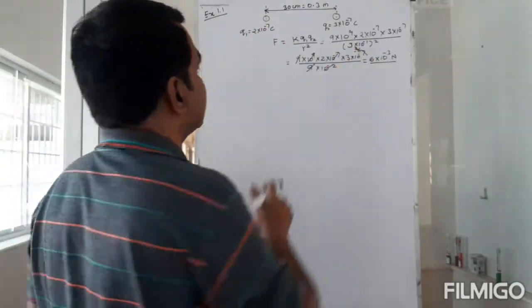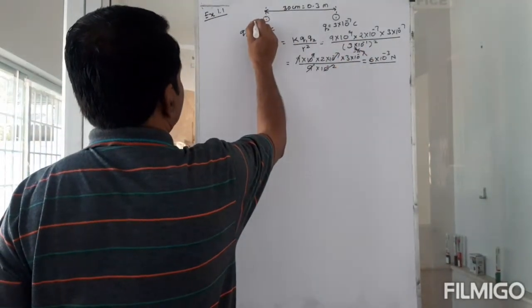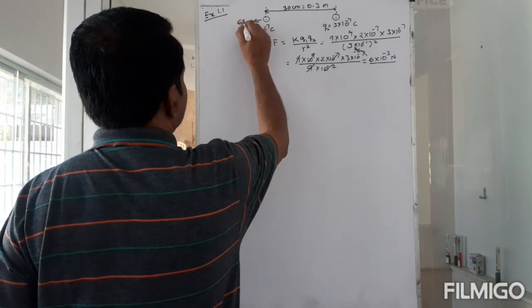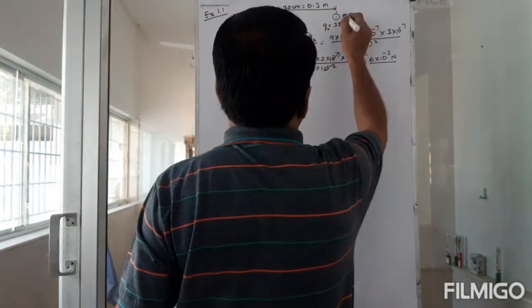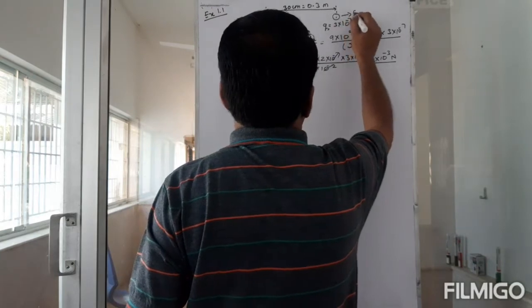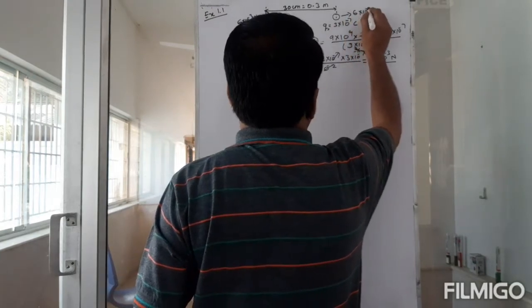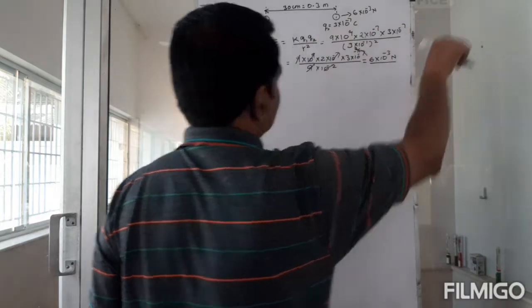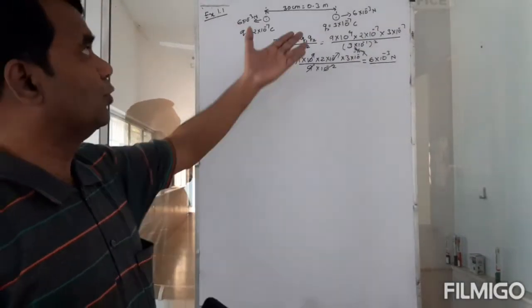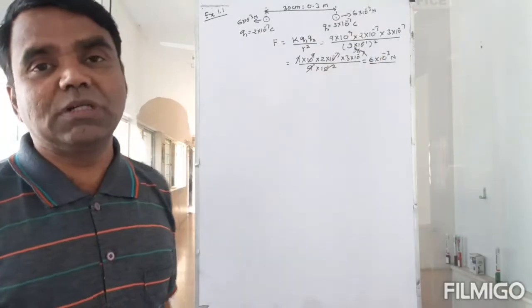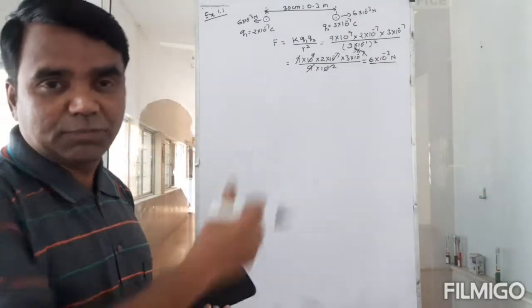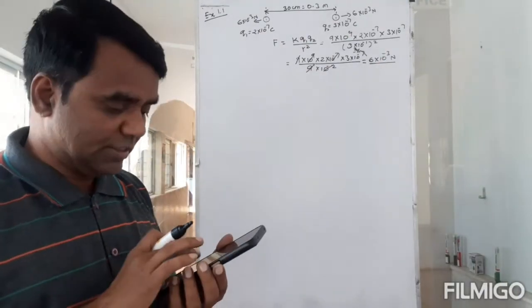This will experience 6 millinewton force, 6 into 10 power minus 3 newton force in this direction, and this is going to be experiencing 6 into 10 power minus 3 newton force in that direction. So both are positively charged, 2 and 3. So force of repulsion will take place. So it's a very simple problem to do, not much there.